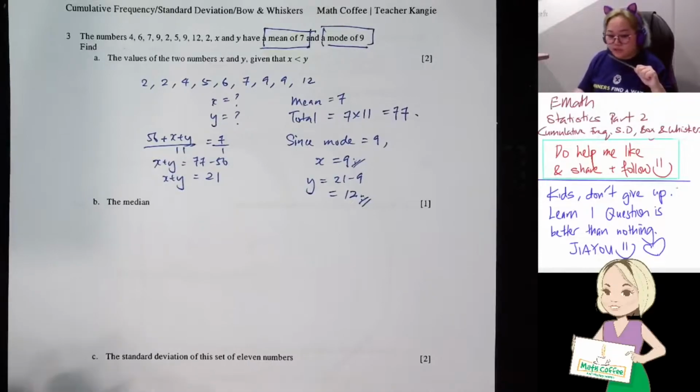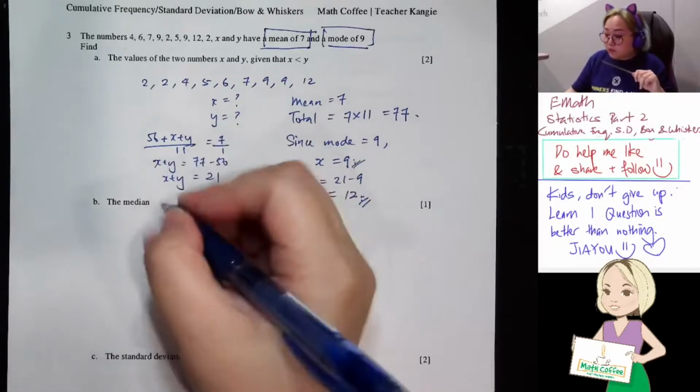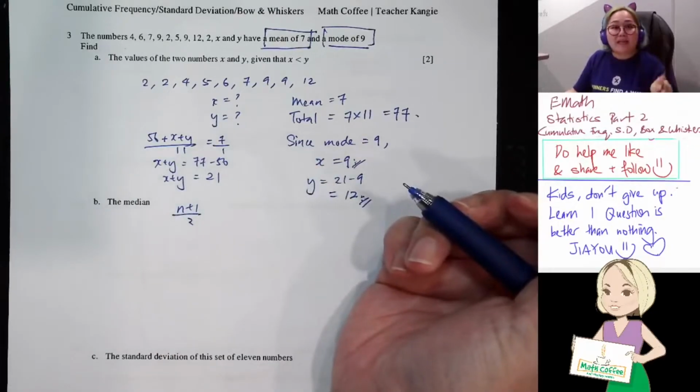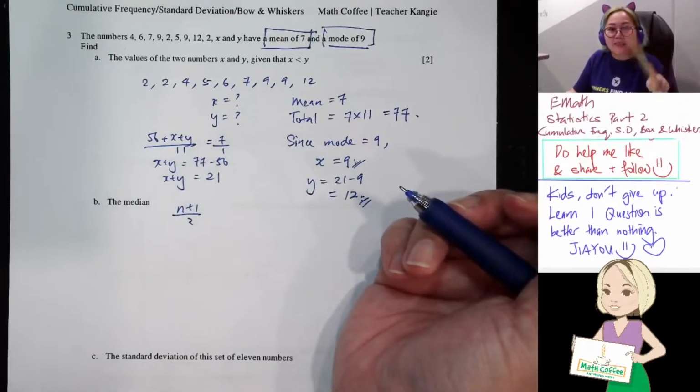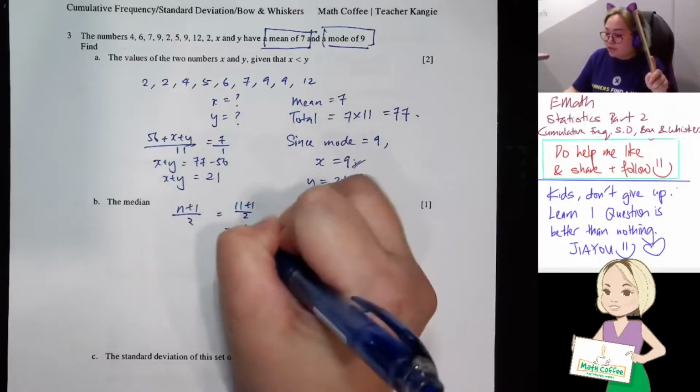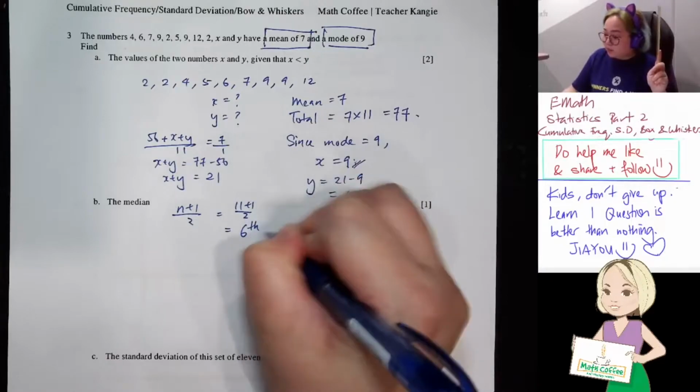Okay, now next, let's find the median. Median means I need to find my middle position first. So let's find out what is the middle position. The formula to find the middle position is always n plus 1 divided by 2. What is n? N is the number of data I have. In this case, I have 11 data. So you will take 11 plus 1 divided by 2, which is 6. 6 means it's the 6th position.